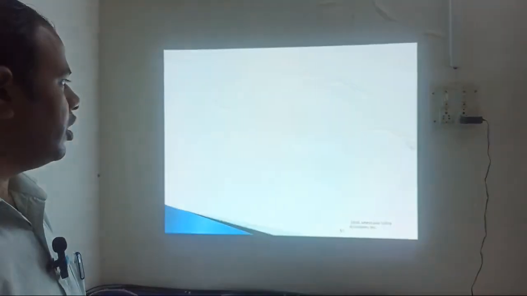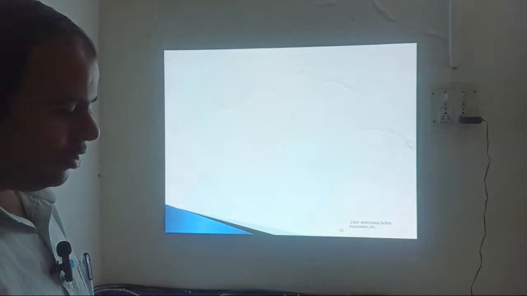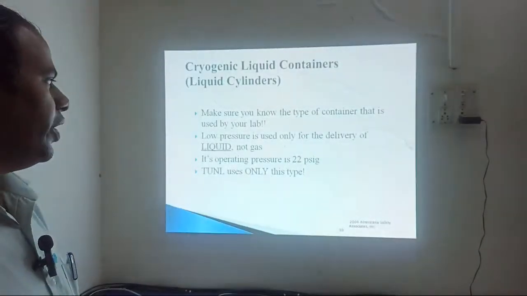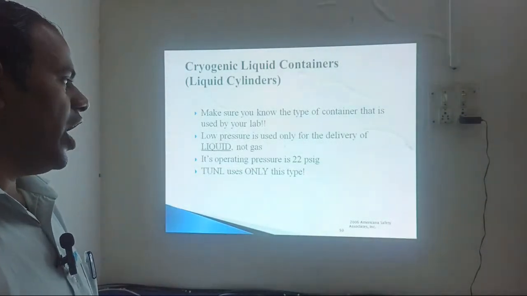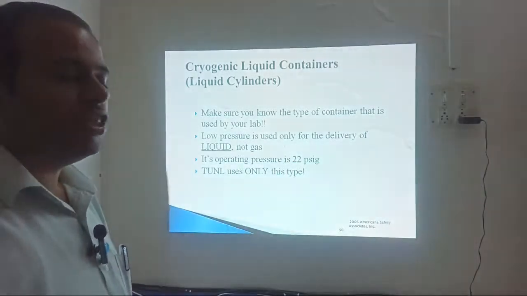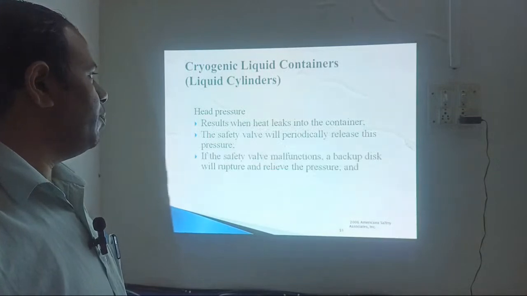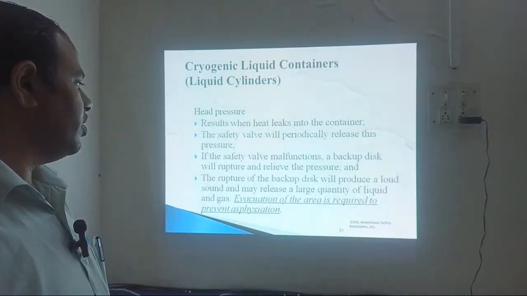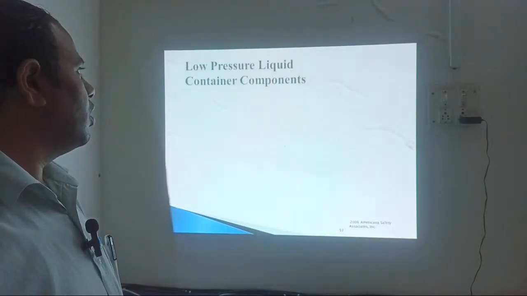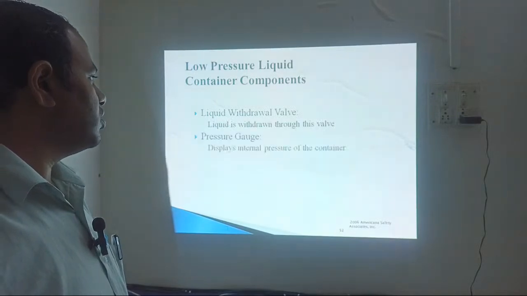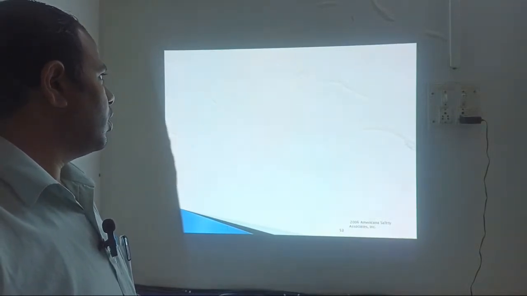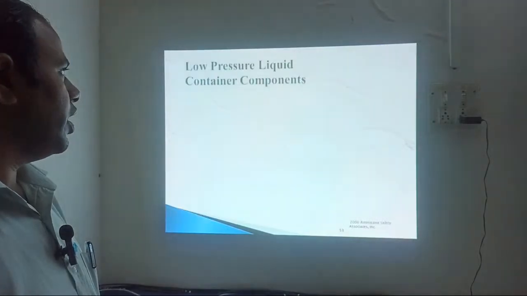Certain pressures of different liquids are shown in this slide. For liquid, the operating pressure is 22 psi, and for gases the operating pressure is 350 psi. Then the head pressure of different containers is given. Low pressure container valves are given. Again the diagram is shown.